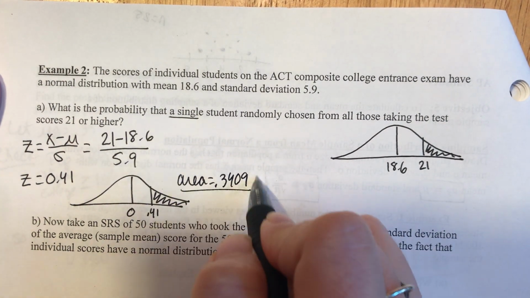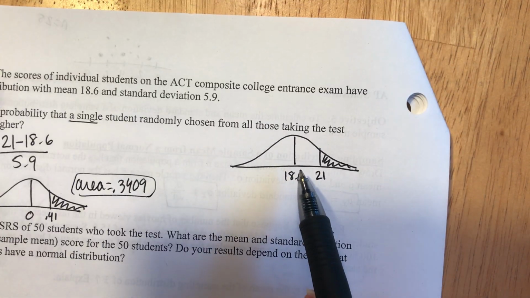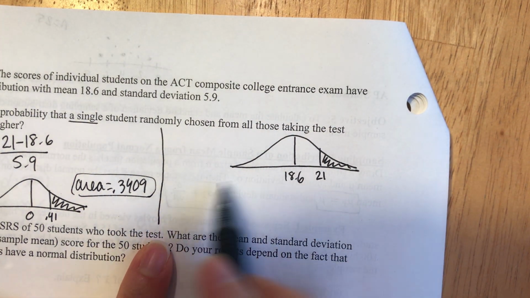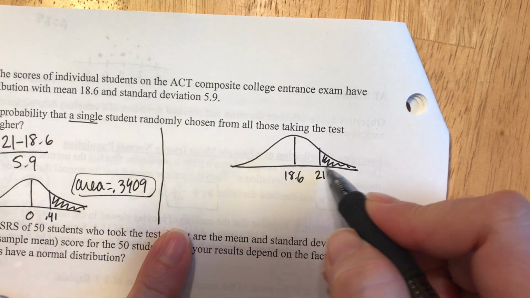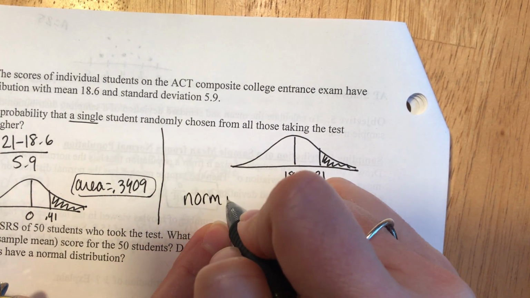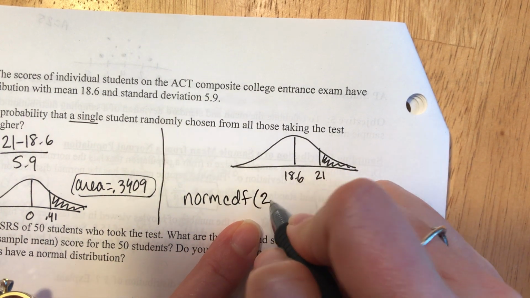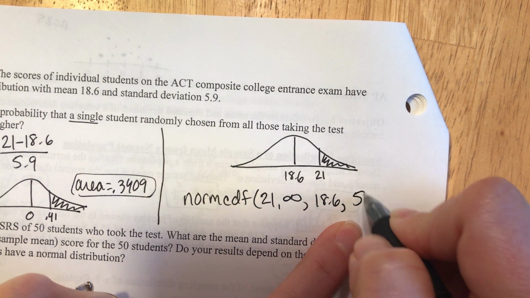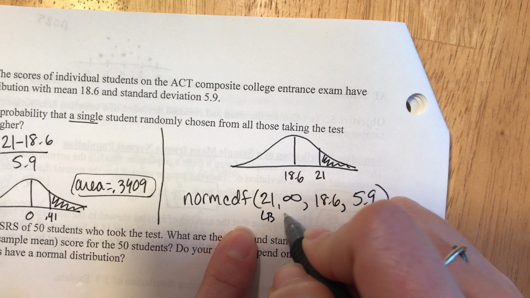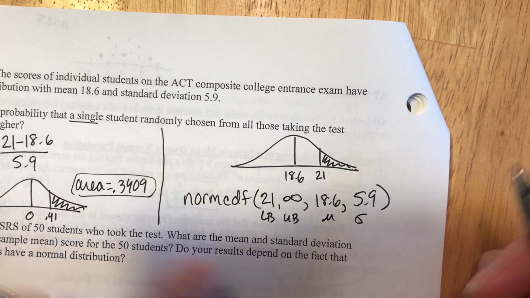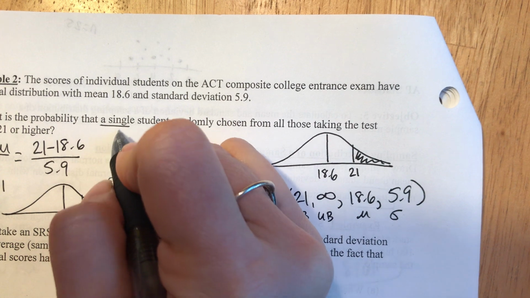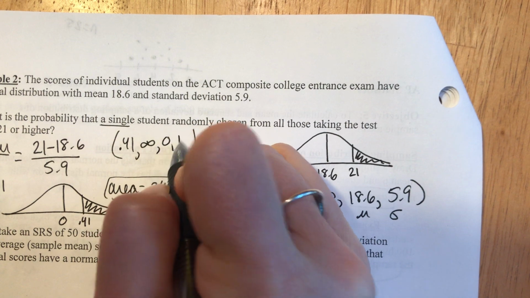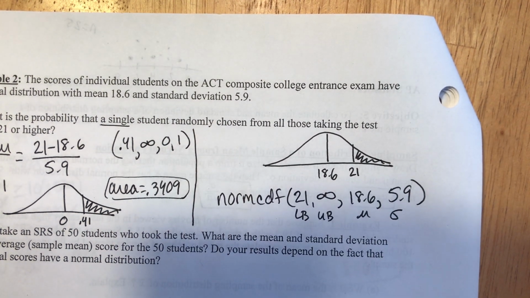Now, you guys might be saying, well, why can't I just use the numbers from the problem? You can, but we have to be careful now, and I'm going to show you why. For this problem, if you wanted to just use the numbers from the problem, we can. We would have norm CDF of 21 to infinity, mean of 18.6, standard deviation of 5.9. Lower bound, upper bound, mean, standard deviation. Back here we had 0.41, infinity, 0, and 1 for our norm CDF.